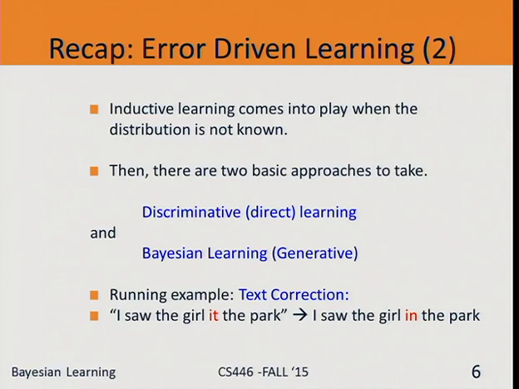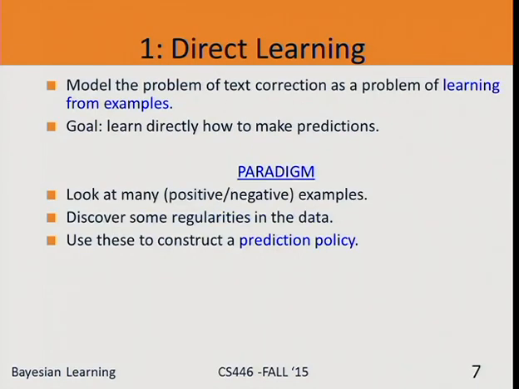Just as a running example for the next few slides, to see the differences, let's take text correction as our example. So here is a sentence. It has a typo, and I want to figure out that this "it" probably should be replaced with the word "in". So I want a model that learns from data and is able to make this correction. So in the direct learning protocol, really we're going to model this problem as a problem of learning from examples. We're going to observe a lot of examples, positive and negative examples, for "it" and for "in" in this case. We're going to discover some regularities from this data, and these regularities are going to give us a way to come up with some prediction policy, when to say "it" and when to say "in".